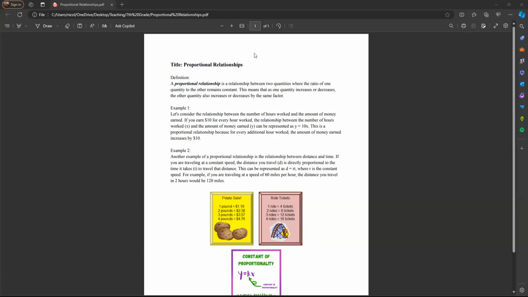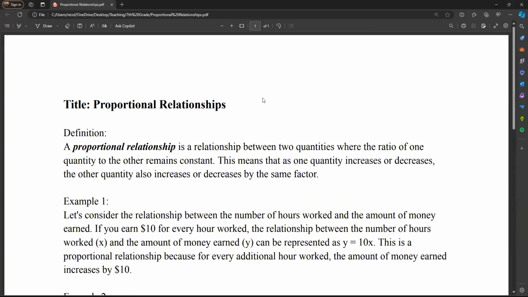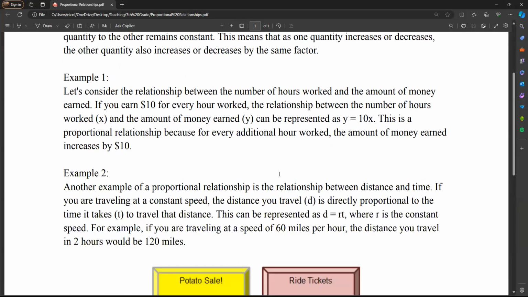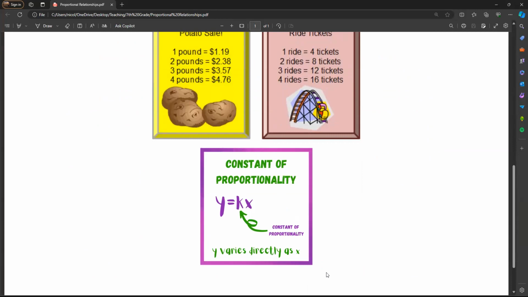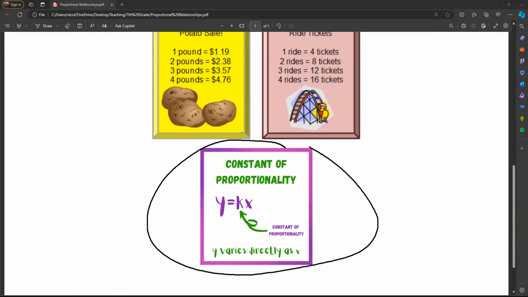So in this video, we are doing proportional relationships. A proportional relationship is a relationship between two quantities where the ratio of one quantity to the other remains constant. So for example, $5 a gallon, $10 a pound. Those are examples of proportional relationships. And so this is the equation you will see quite a bit when dealing with constant proportionality.